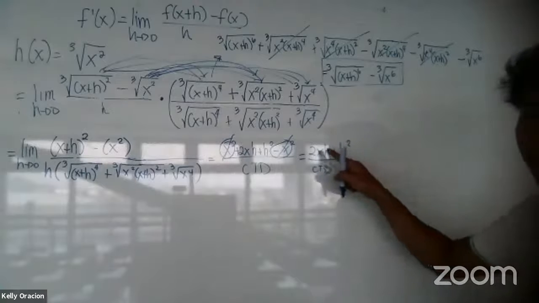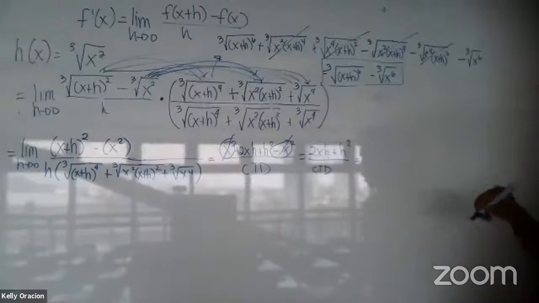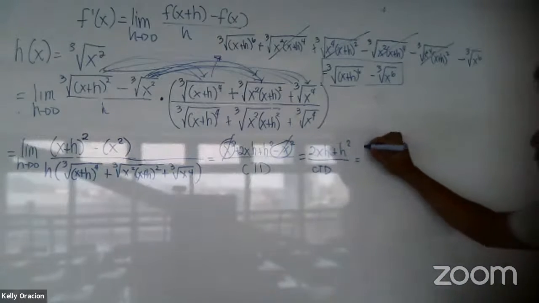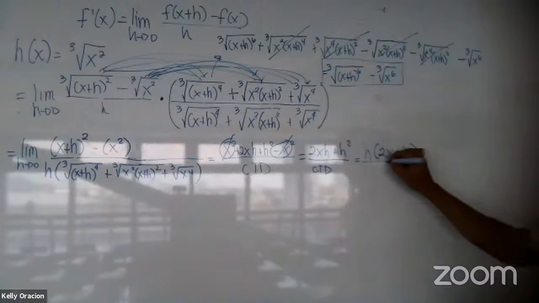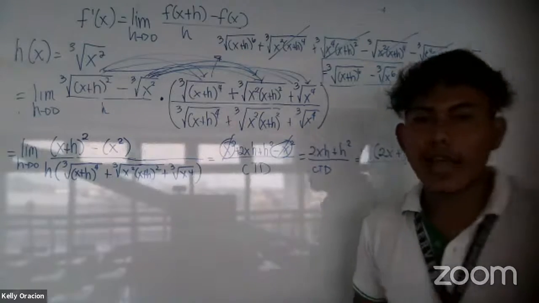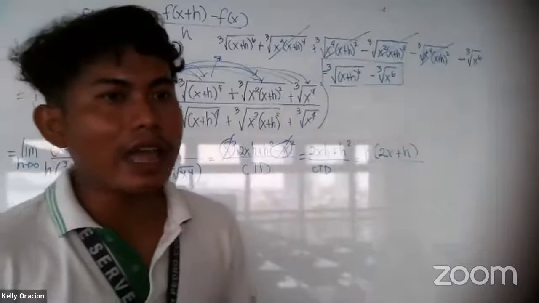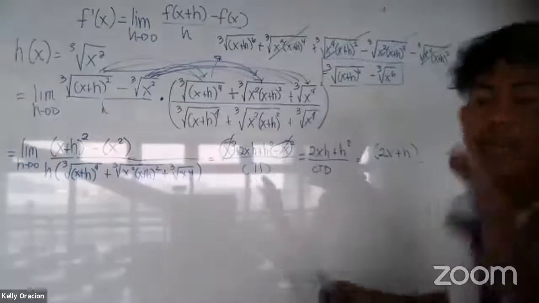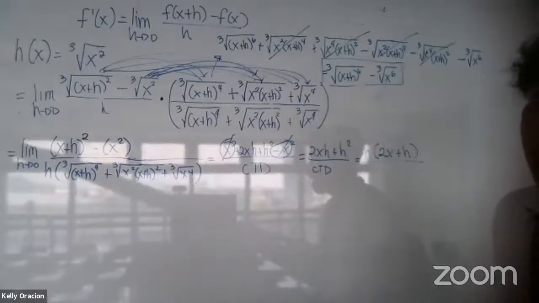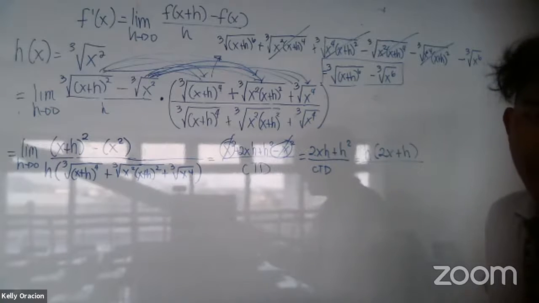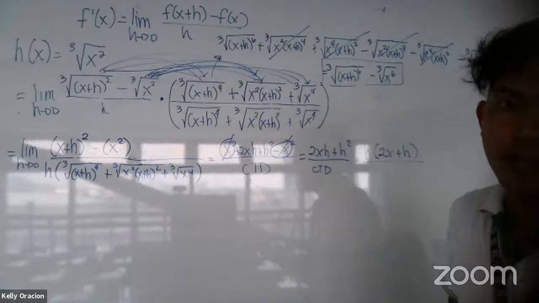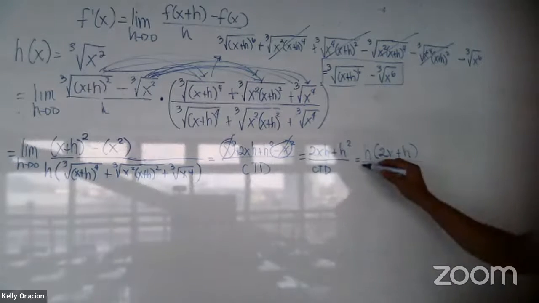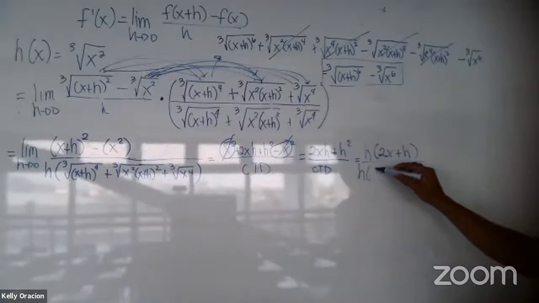Next, can the numerator be factored? Factoring the numerator, the result will be h times 2x plus h over, this time, you no longer write CTD. My suggestion is to stop writing CTD once you factor the numerator. Since the numerator is factored, go back to the original.